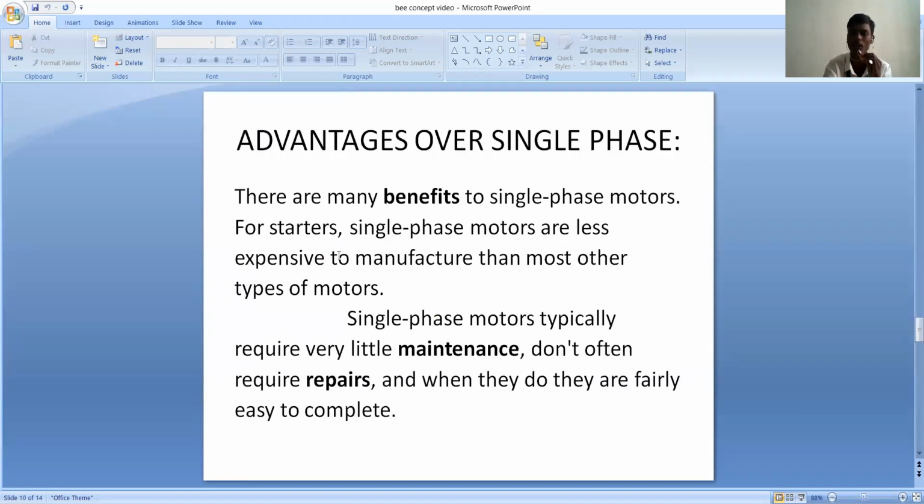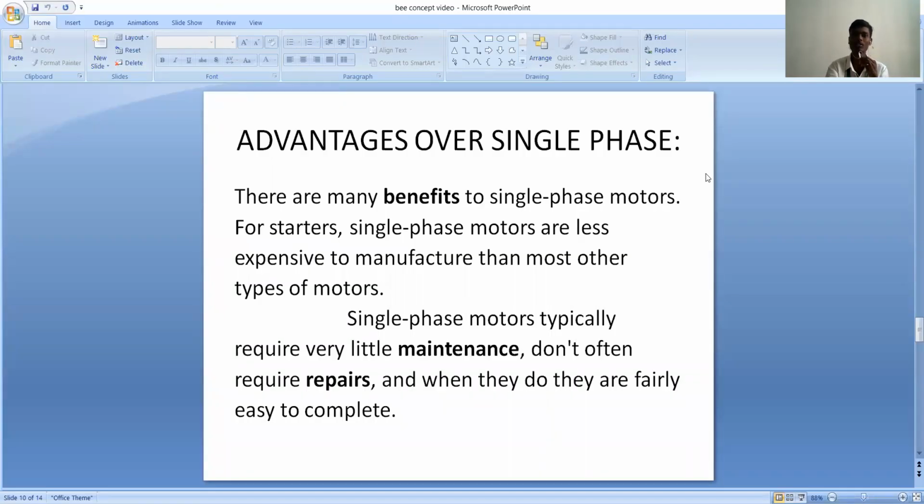Now we move to another topic, advantages over single phase. In transformers, there are single phase and three phase, which I explained before. But for each phase, there are advantages as well as disadvantages. Now, I want to explain only the advantages of single phase.